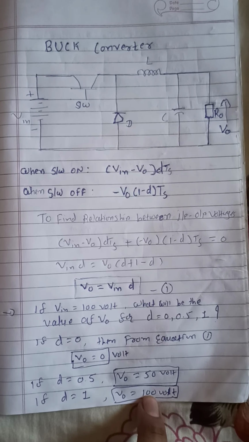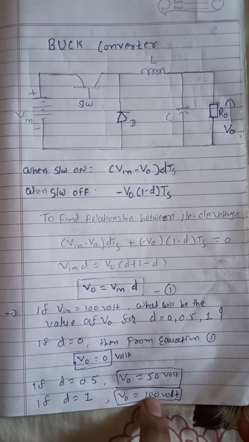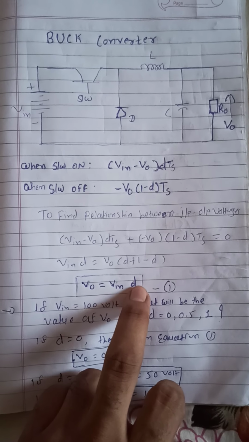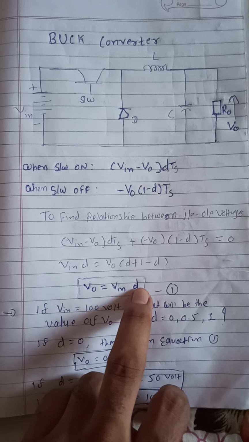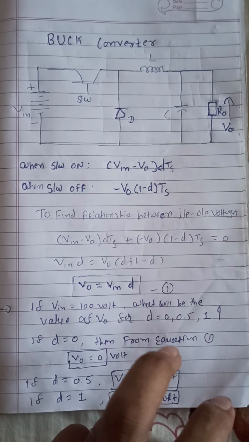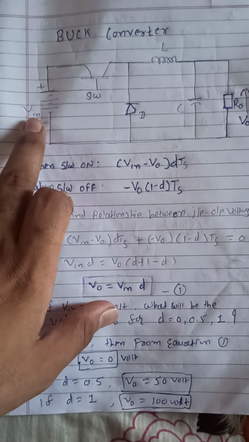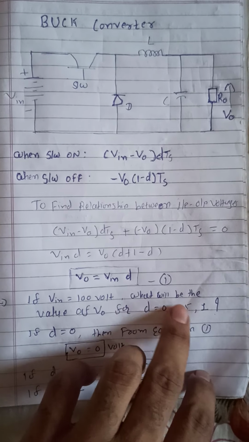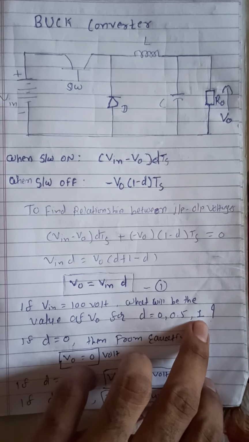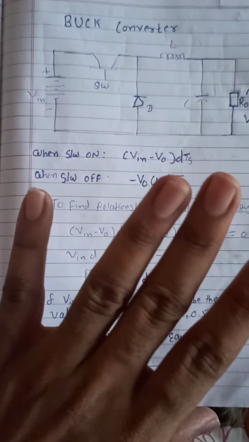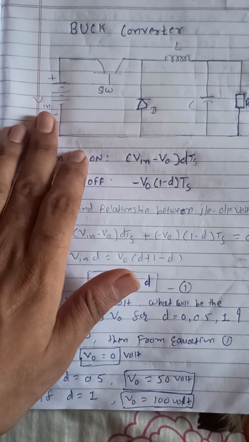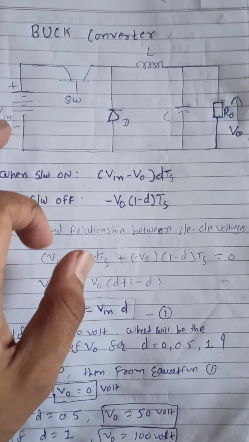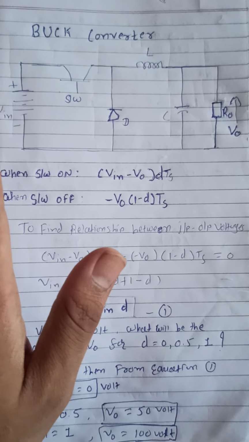So in the buck converter, by changing this duty ratio, we can convert the output voltage as per our requirement. But the maximum voltage we can get at the output side is the same as the input voltage. Otherwise, if your duty ratio is less than 1, every time you will get less voltage than your input voltage. So this is a buck converter. You always get lesser voltage than your input voltage in a buck converter.